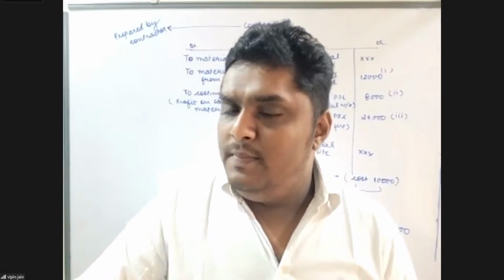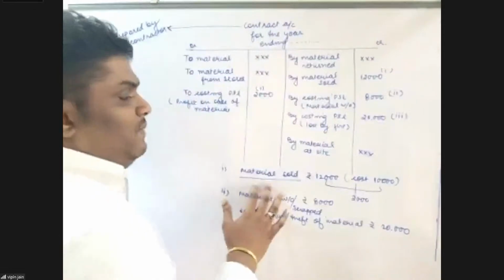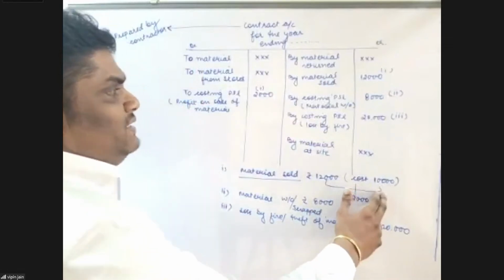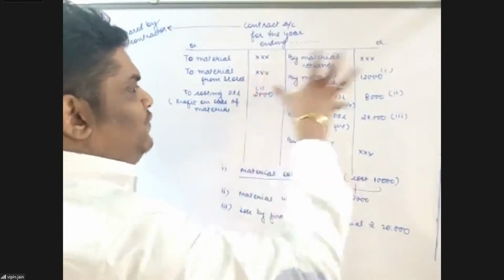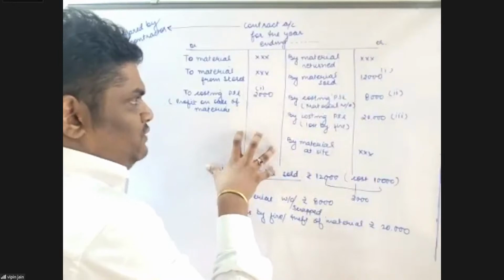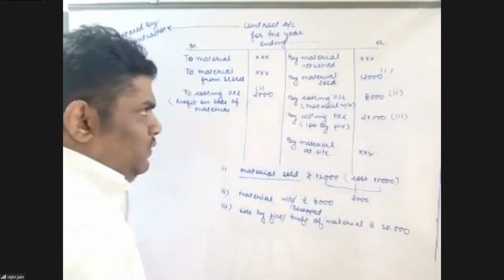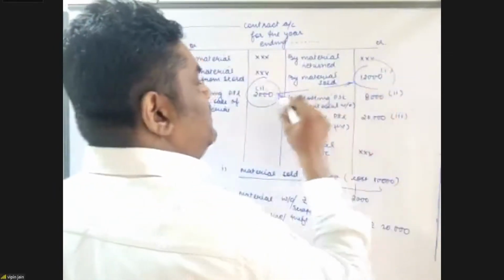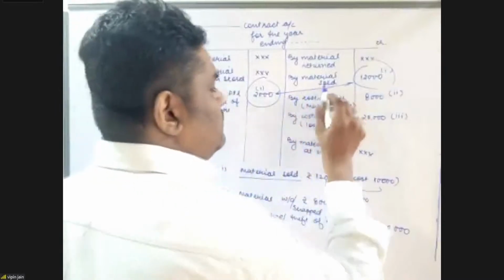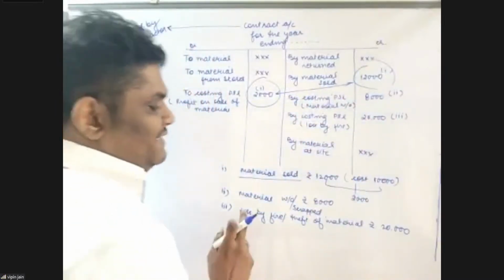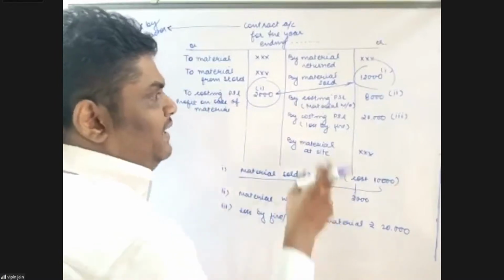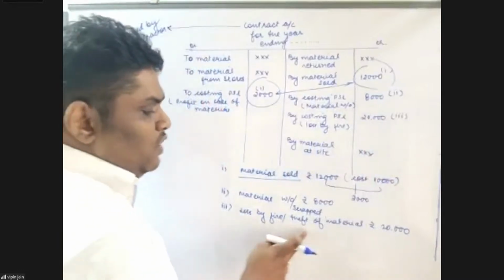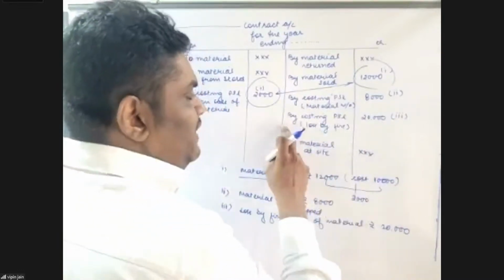So Rushita Sharma, in the first question, if the material is sold and 12,000 is the selling price and 10,000 is the cost price, then ultimately we have to give the net effect of 10,000 only. So by material sold 12,000 and to costing P&L, that is the profit element, is to be debited. In the second question, material written off or scrapped 8,000. So by costing P&L, material written off. The third question, if there is any loss by fire or theft of material, then again costing P&L.